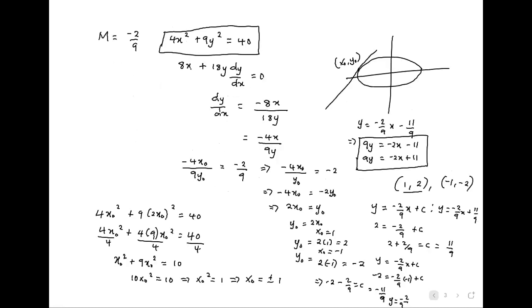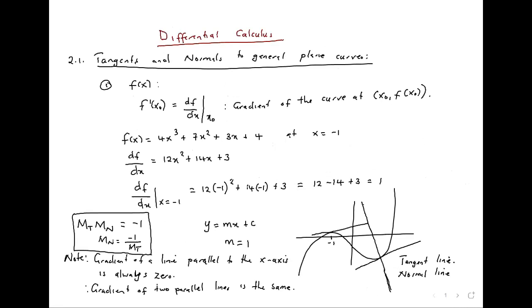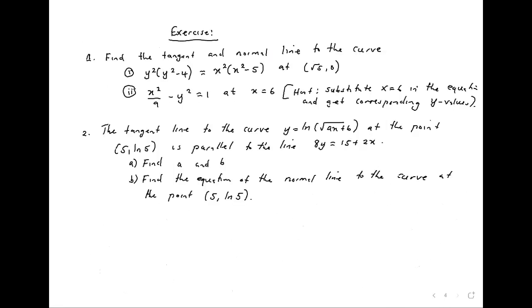So I told you that here, we said that the gradient of two parallel lines is the same. So two parallel lines have same gradient. And we have a question here that is saying the tangent line to the curve y is equal to that, at this point here, is parallel to the line 8y is equal to 15 plus 2x. So this tells you that the gradient of this equation is the same as the gradient of this one. You've known now. Okay, you can start answering up to 1805. We'll get back and continue.